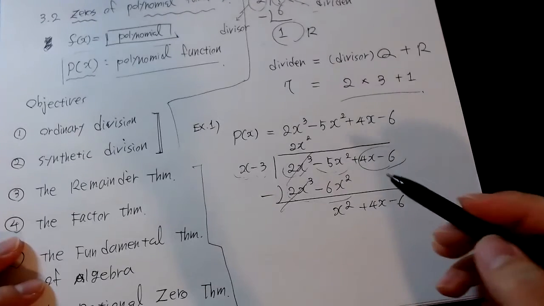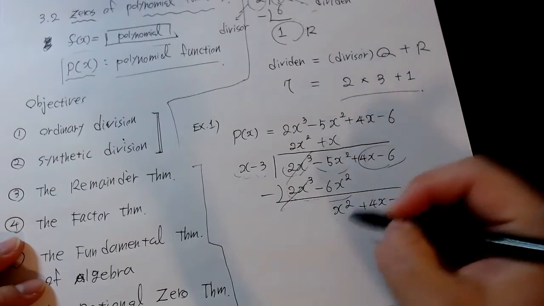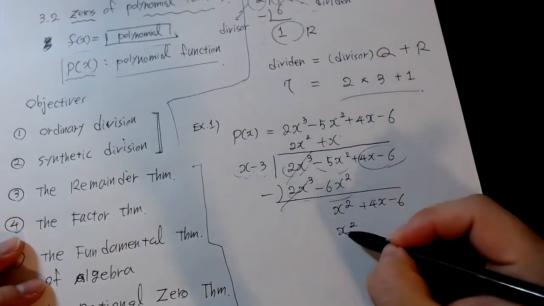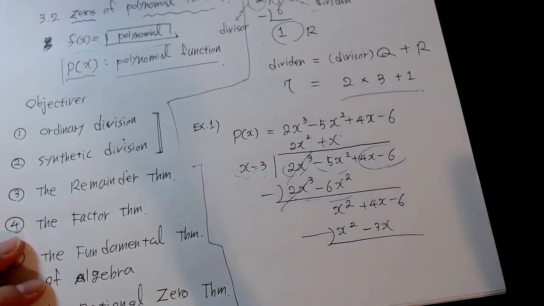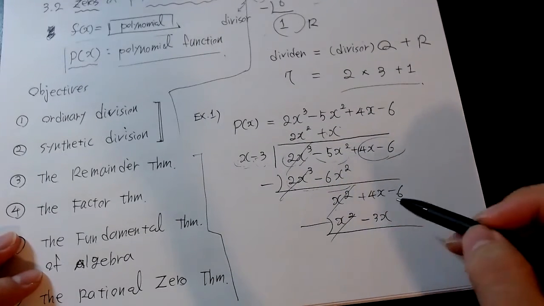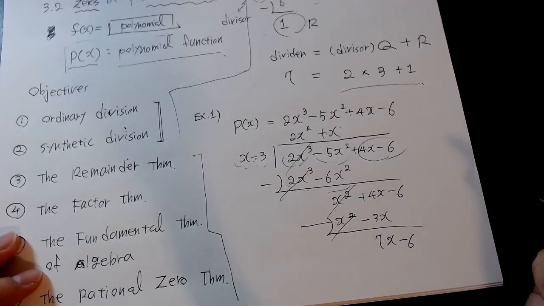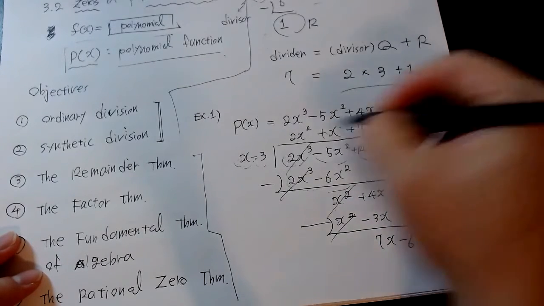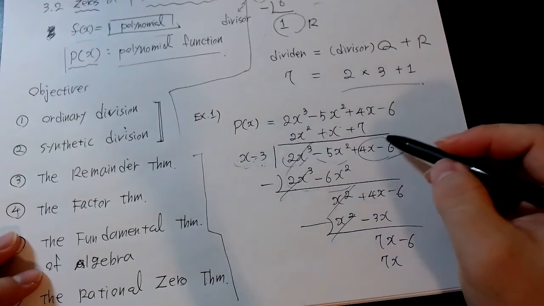Now think about this. X times what is x squared? X, right? So we get x squared. X times x is x squared, and negative 3 times x is negative 3x. We subtract, so x squared is gone, and 4x minus negative 3x is 7x minus 6. And then plus 7, because x times 7 is 7x. And then negative 3 times 7 is what?